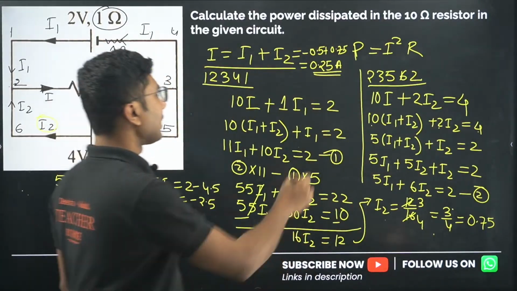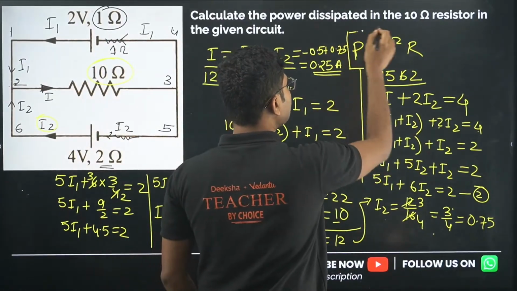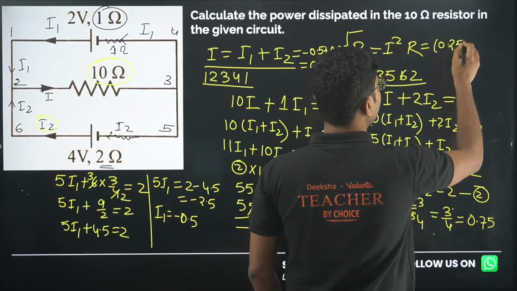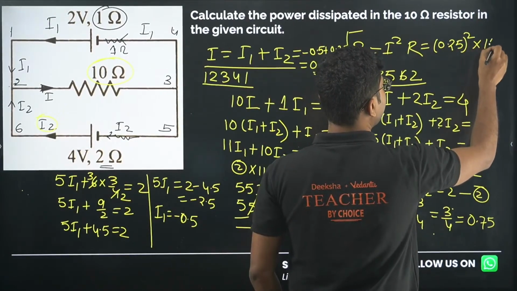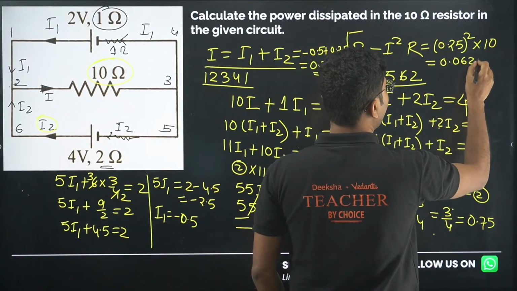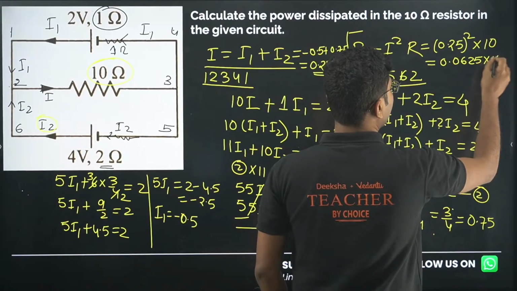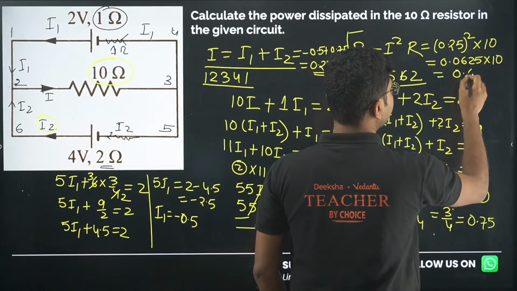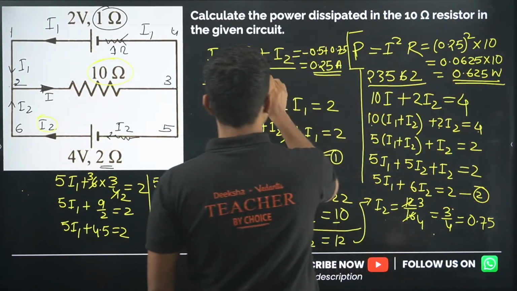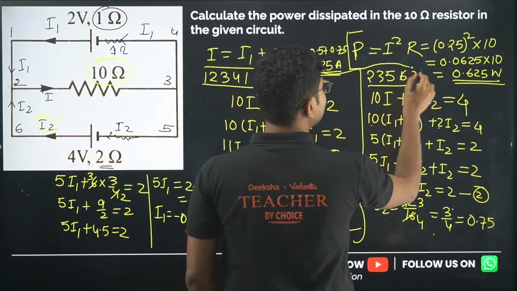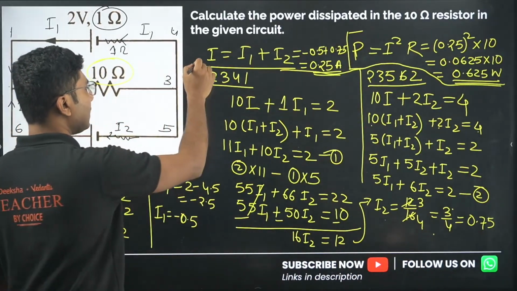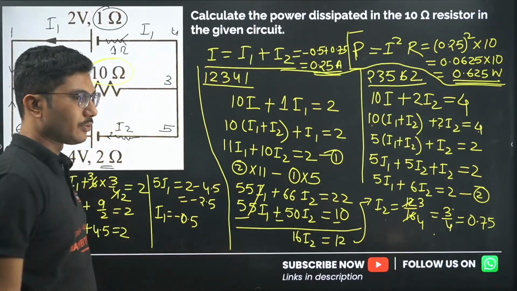So what is the power dissipated in the circuit? Power dissipated in the circuit must be 0.25 square into resistance, which is 10. So it will be 0.0625 into 10, that is 0.625 watt. Okay, there is one more method, slightly easier than this, that I have done in the Brahmastra, coming tomorrow. You can go and check that out.